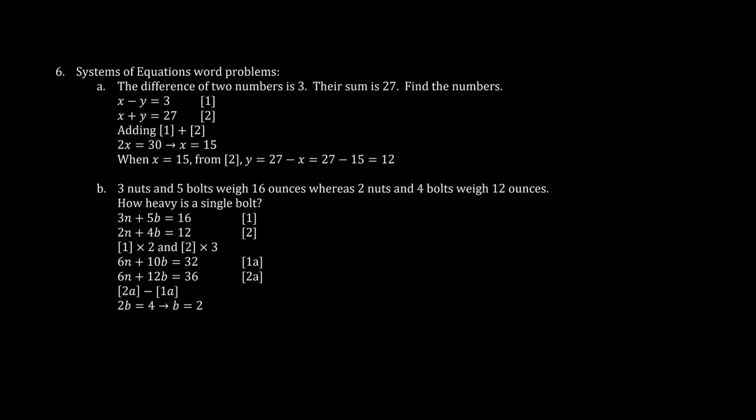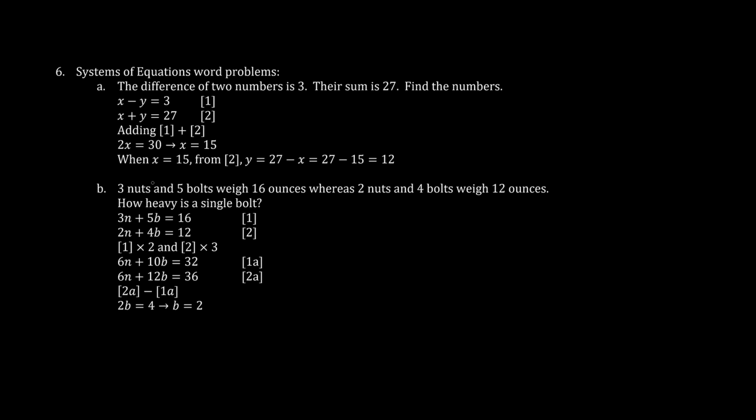So y is equal to 27 minus x. We throw the x over, making it negative x. 27 minus 15 is 12. So now we have x, and we also have y, which is 12. Now let's focus on the second problem involving nuts and bolts.